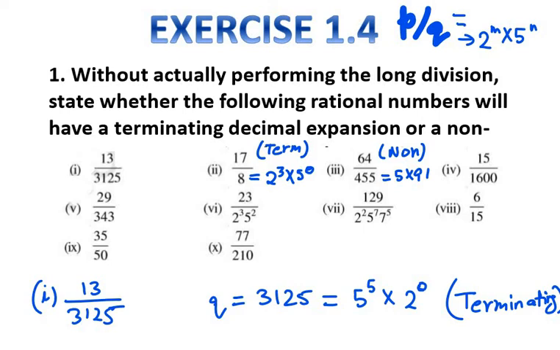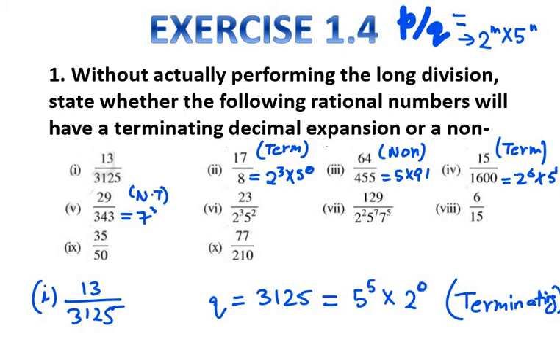Now the fourth one we have is 1600. 1600 can be written as 2 raised to power 6 into 5 raised to power 2. So this can be written in the form of terminating. Now the fifth one we have is 29 over 343. 343 can be written in the form of 7 raised to power 3. Now we don't have numbers like 2 and 5. So therefore it is non-terminating.